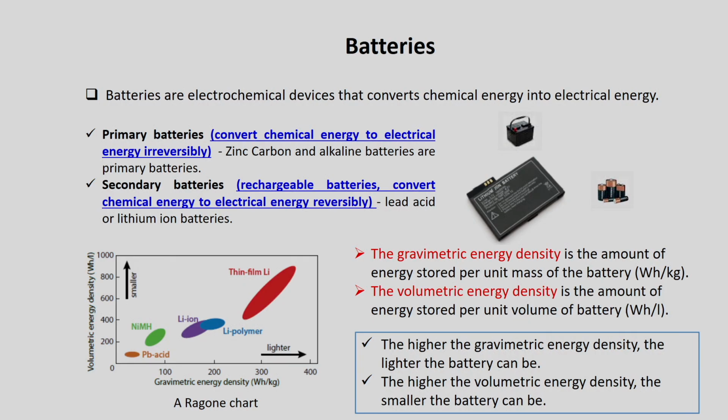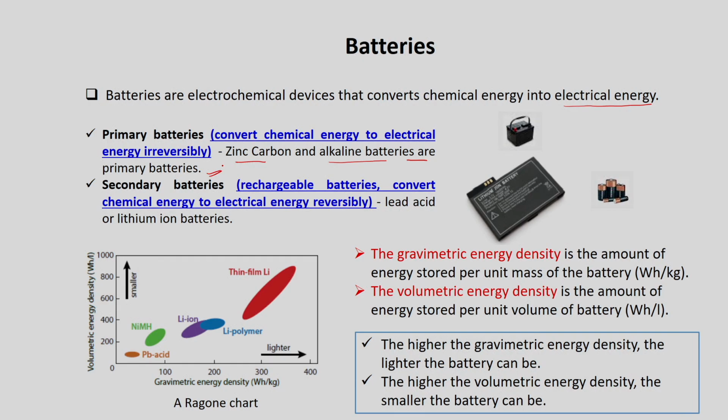Let us first study the batteries. Batteries are electrochemical devices that convert chemical energy into electrical energy. There are two kinds of batteries normally used, primary batteries and secondary batteries. Primary batteries convert chemical energy to electrical energy irreversibly. For example, zinc carbon and alkaline batteries are primary batteries.